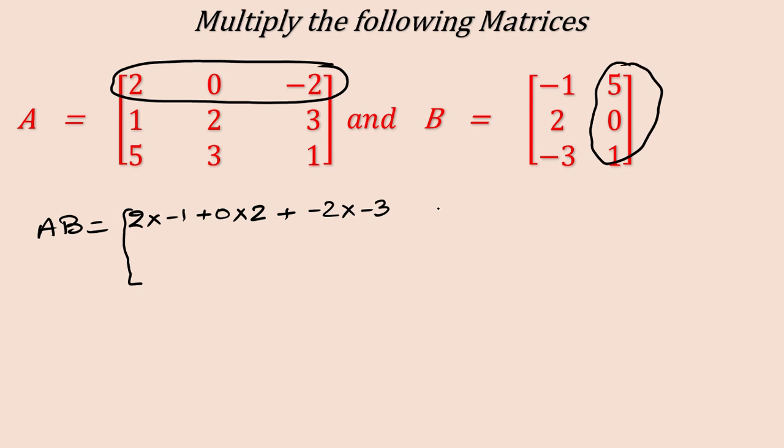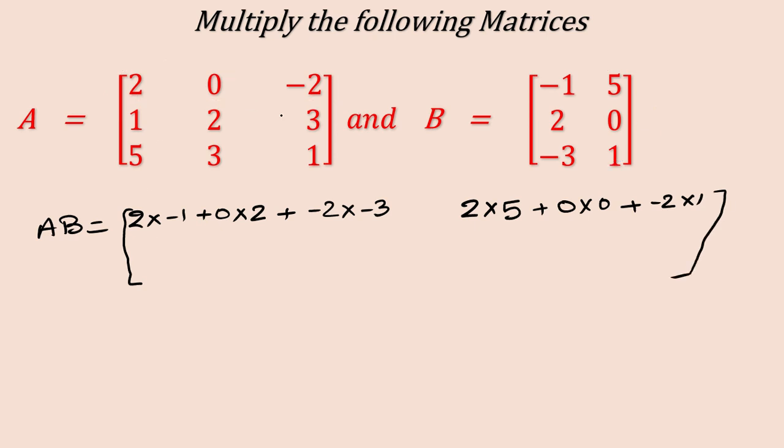So it will be corresponding elements multiply and add them. So it will be 2 multiply 5 plus 0 multiply 0 plus minus 2 multiply 1. Okay. Now same process you will repeat for second row and first column.